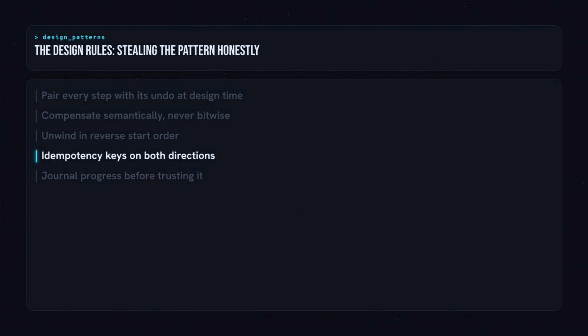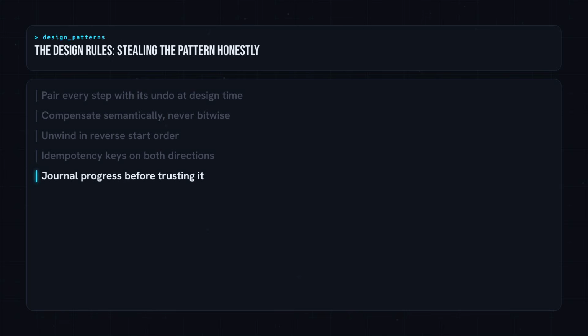4. Idempotency keys on both directions. Forward steps retry, compensations retry harder. Every operation must survive running twice, or your failure handler will one day be the incident. 5. Journal progress before trusting it. The unwinder is only as good as its memory of what happened. Persist every step, start and finish somewhere no crash can reach, or run on an engine that does it for you. 5 rules, 1 theme, failure paths deserve the same engineering as success paths.